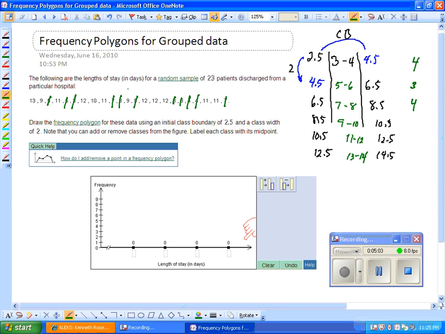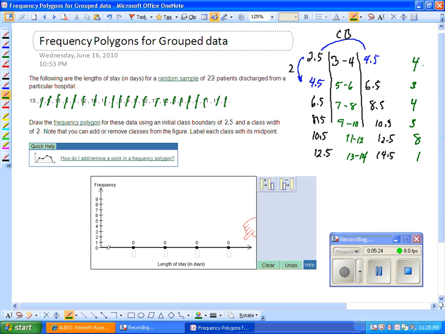In the 9 to 10 class, we have 3 again. In this one, we have, I think it's 8. 1, 2, 3, 4, 5, 6, 7, 8. We have 8. And then in the last class, we have 1.